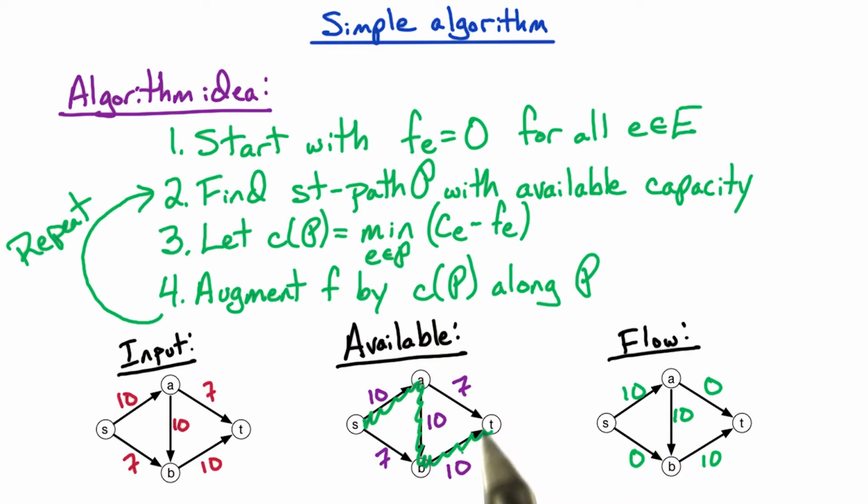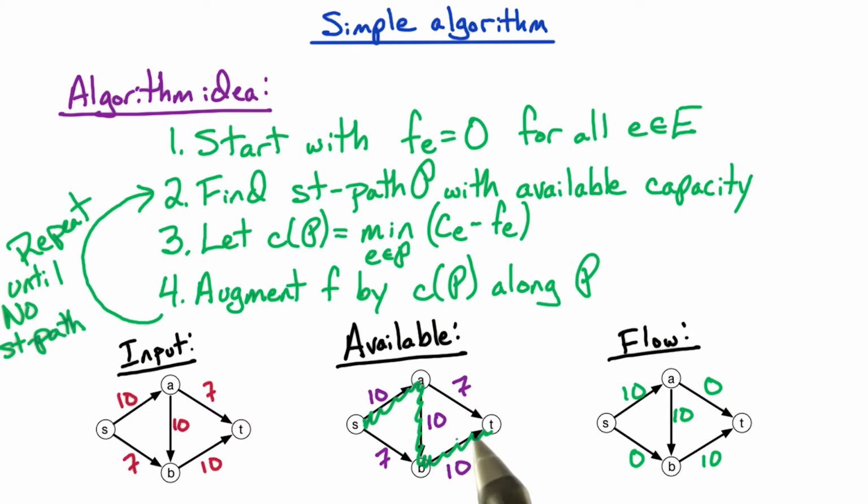We redefine this graph of available capacities. We look for a path, S to T. We augment along that path. We update the flow. We re-update this graph and repeat. And we keep going until there's no ST path in this graph.